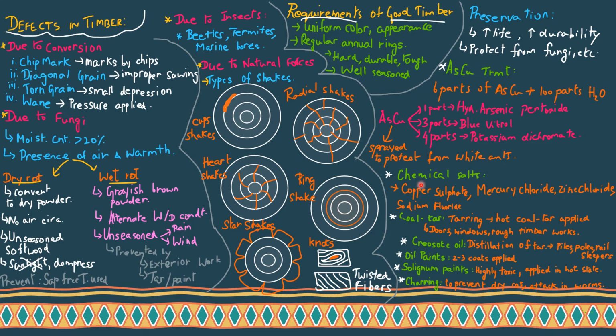Next treatment is chemical salts: copper sulfate, mercury chloride, zinc chloride, sodium fluoride. These are the different types of chemical salts used. Next is coal tar. Tarring is nothing but hot coal tar applied. The major applications are doors, windows, rough timber works, etc. And next is creosote oil. Here, the distillation of tar, it is used for piles, poles and railway sleepers.